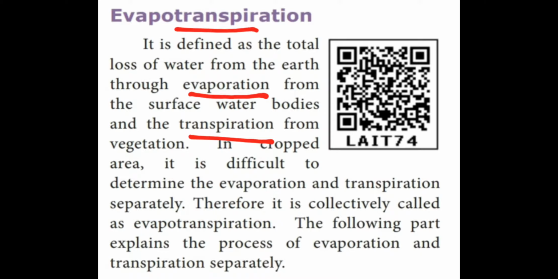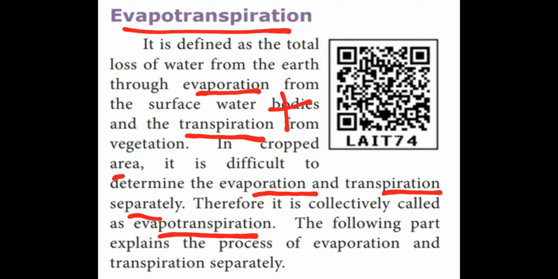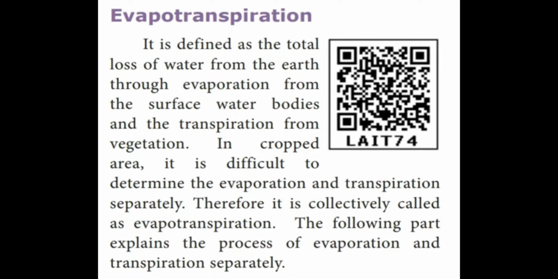Got it? In a cropped area, it is difficult to determine the evaporation and transpiration separately. Therefore, it is collectively called evapotranspiration. Evaporation plus transpiration is collectively called what? Evapotranspiration. So evaporation plus transpiration is called evapotranspiration in simple terms. The following part explains the process of evaporation and transpiration separately. We will see what it is.